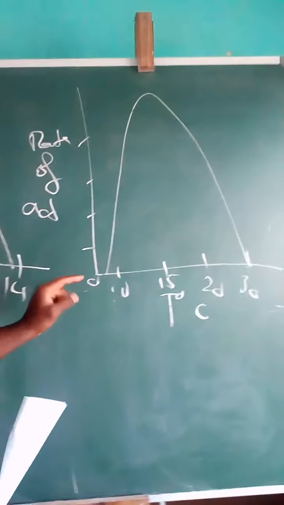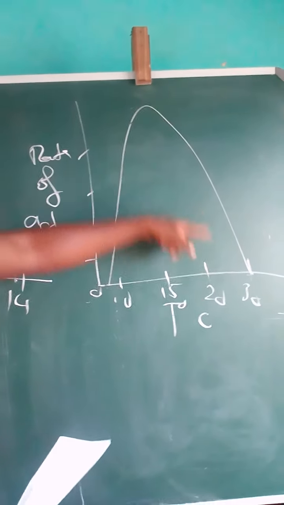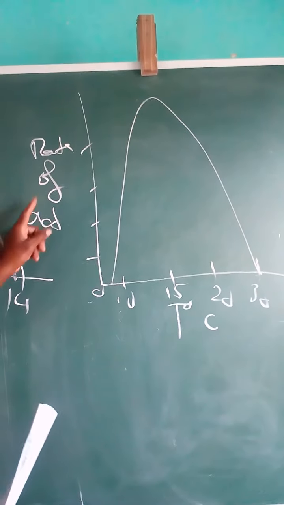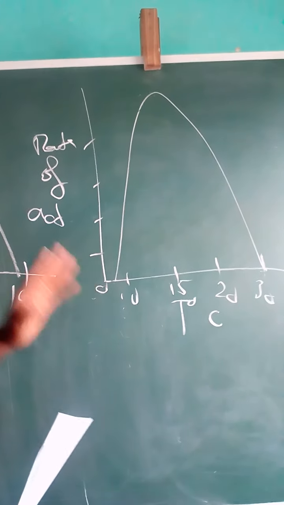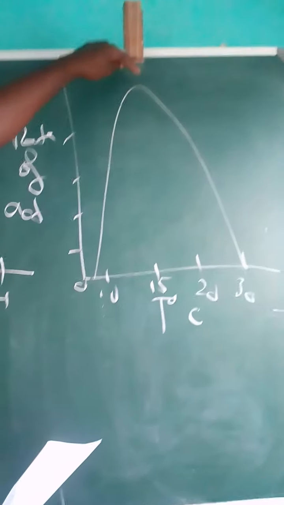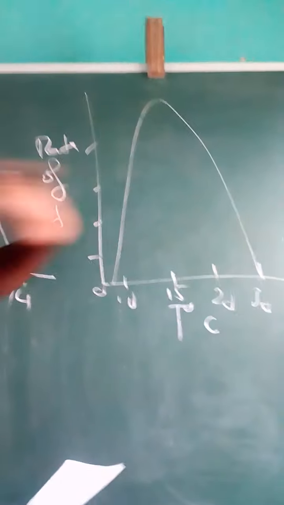You should be able to describe from here to there to there. Avoid saying as the temperature increases, the rate of activity increases. There's nothing like that. You must qualify and say only up to the optimum temperature.